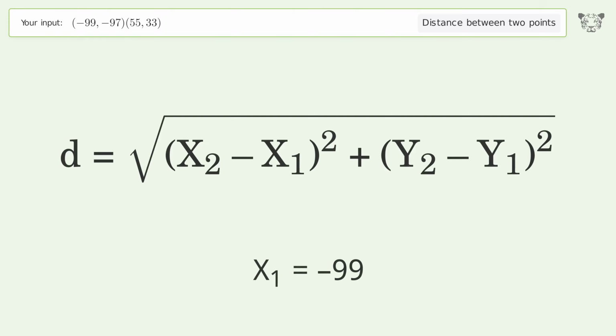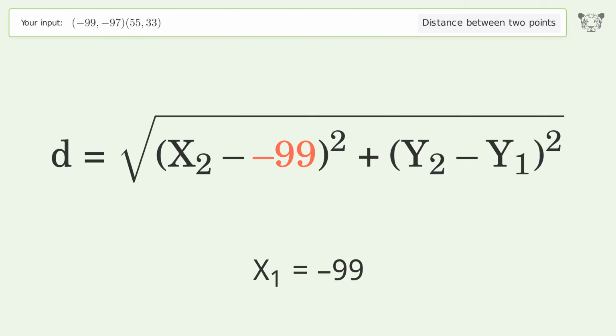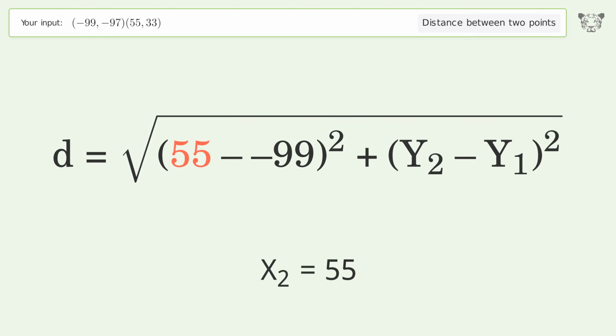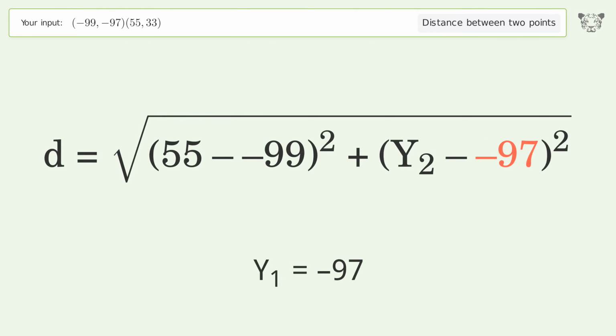x1 equals -99. x2 equals 55. y1 equals -97. y2 equals 33.